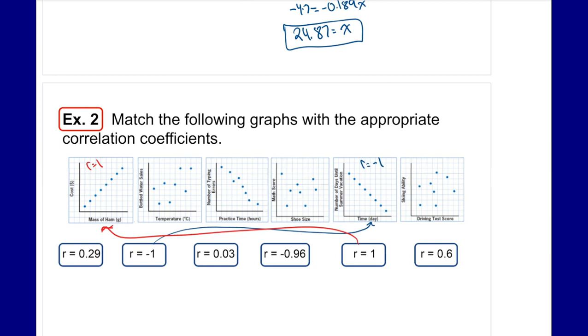So the only other high value right now is negative 0.96. This does two things. It tells me that my line should be going down, and it should be very close to a line. Looking at the other options, the only one left is this one. Right, so R equals negative 0.96, showing that as practice time increases, the number of typing errors decreases. So negative correlation doesn't always need to be a negative thing.